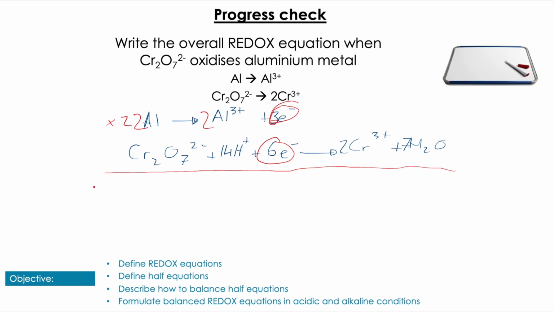So we're just getting to the point where we're rinsing and repeating, right? We're balancing the equation, using water, H+ and electrons to balance our equations. Once you've got 2 balanced half equations, you make the electrons equal, and then you can combine them to give you an overall redox equation.